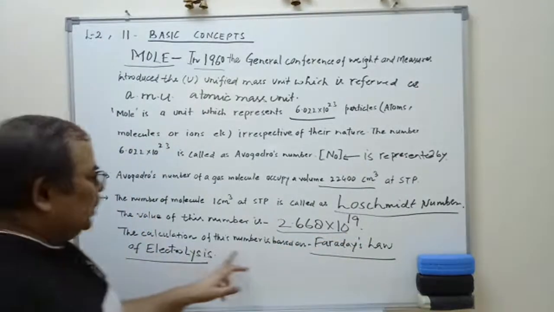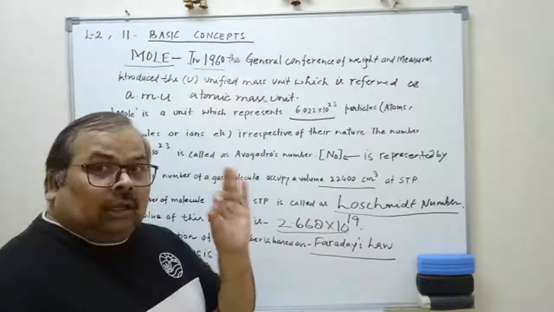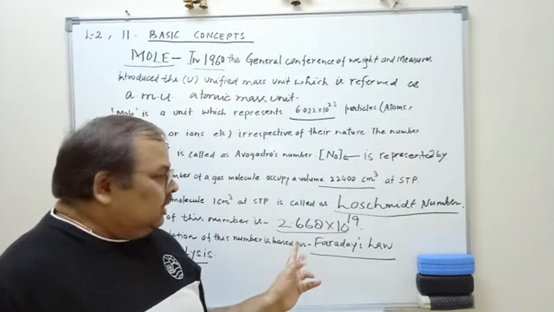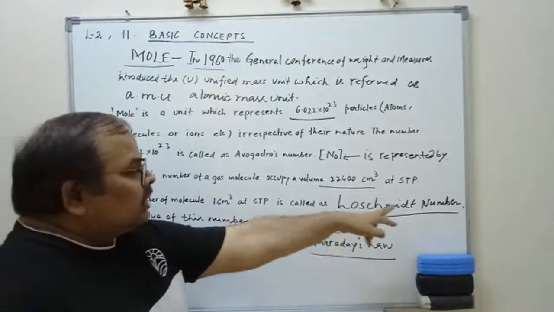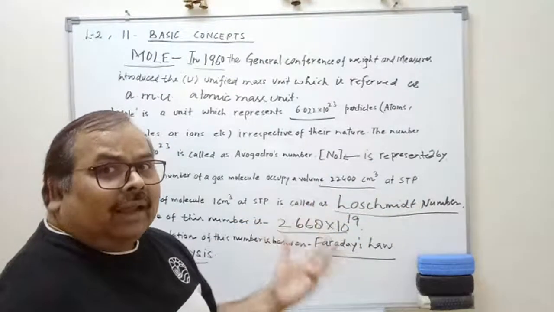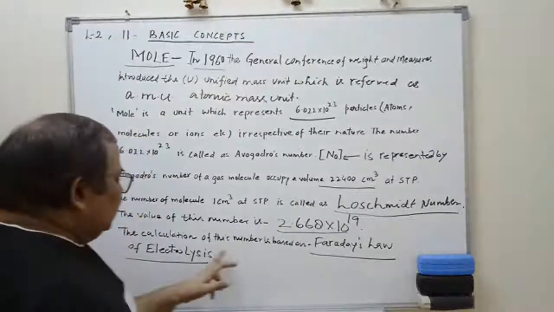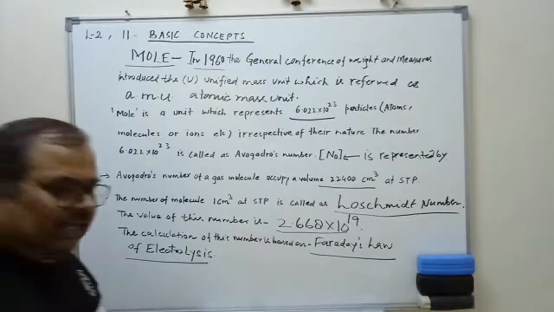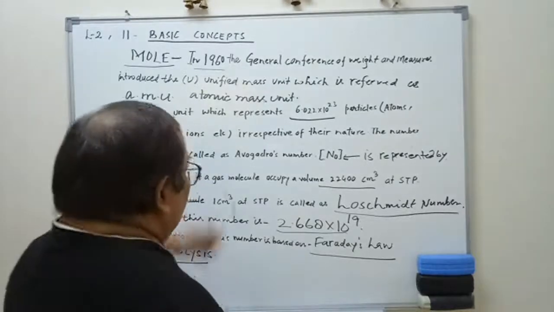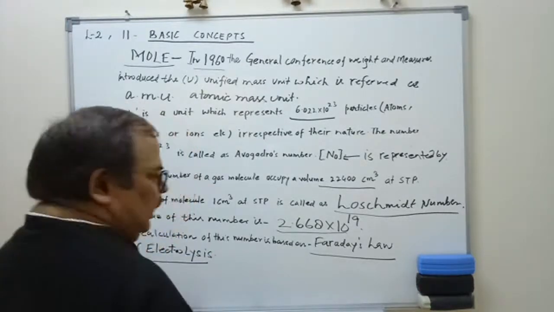Now, the calculation of this number. This question is asked in examinations. Understand my point. How was the calculation of the Loschmidt number done? The calculation of this number is based on Faraday's law of electrolysis. Now, we are going to see next.